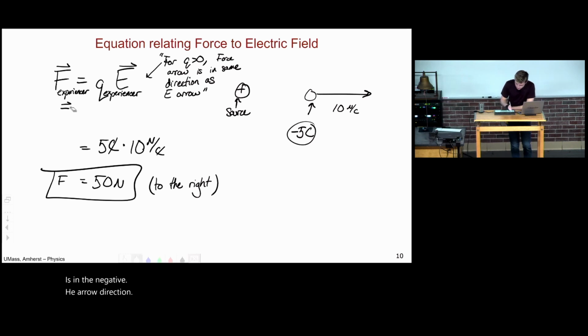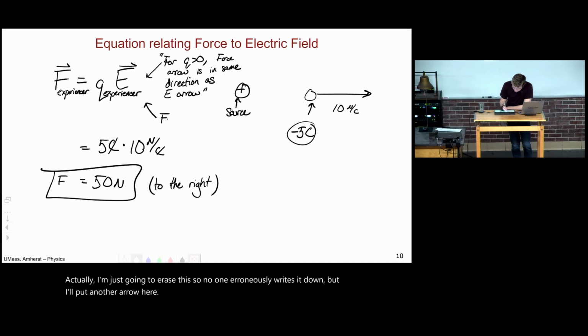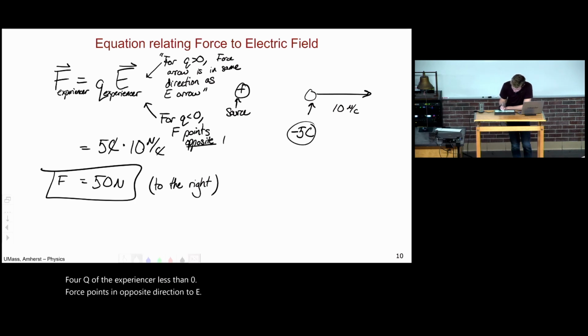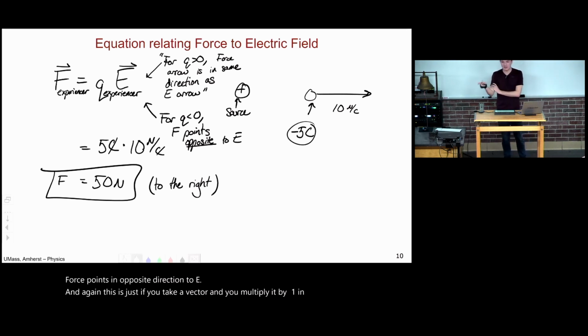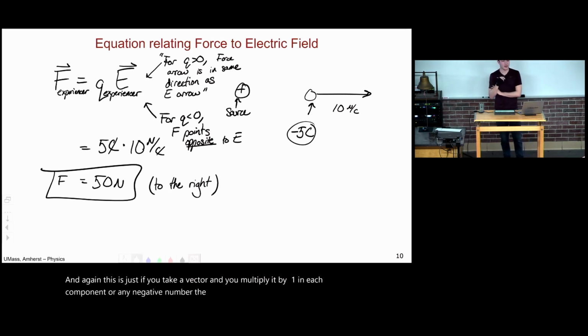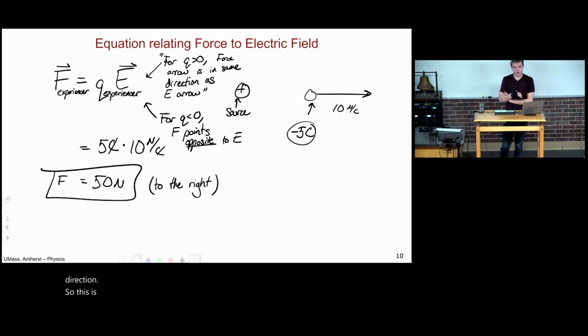Actually, I'm just going to erase this so no one erroneously writes it down, but I'll put another arrow here. For Q of the experiencer less than 0, force points in opposite direction to E. And again, this is just if you take a vector and you multiply it by -1 in each component, or any negative number, the vector flips around in the opposite direction. So this is all consistent with itself.